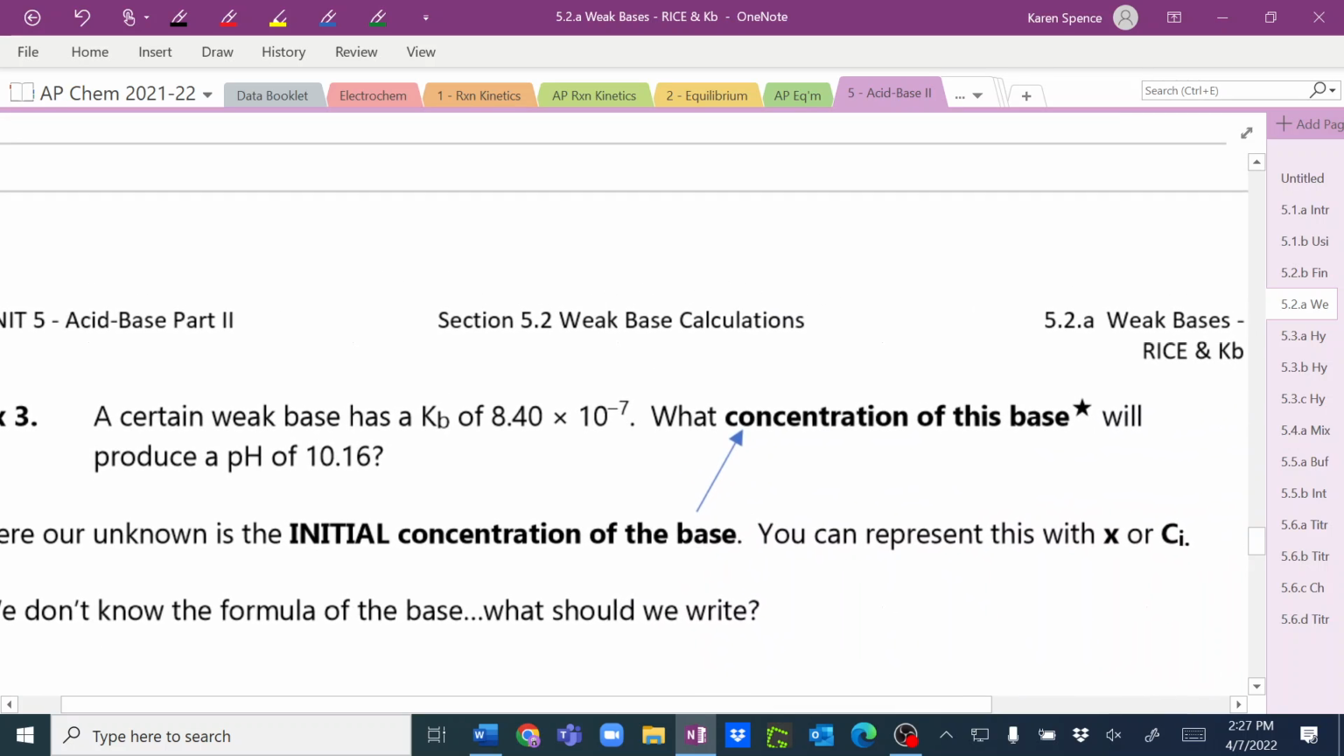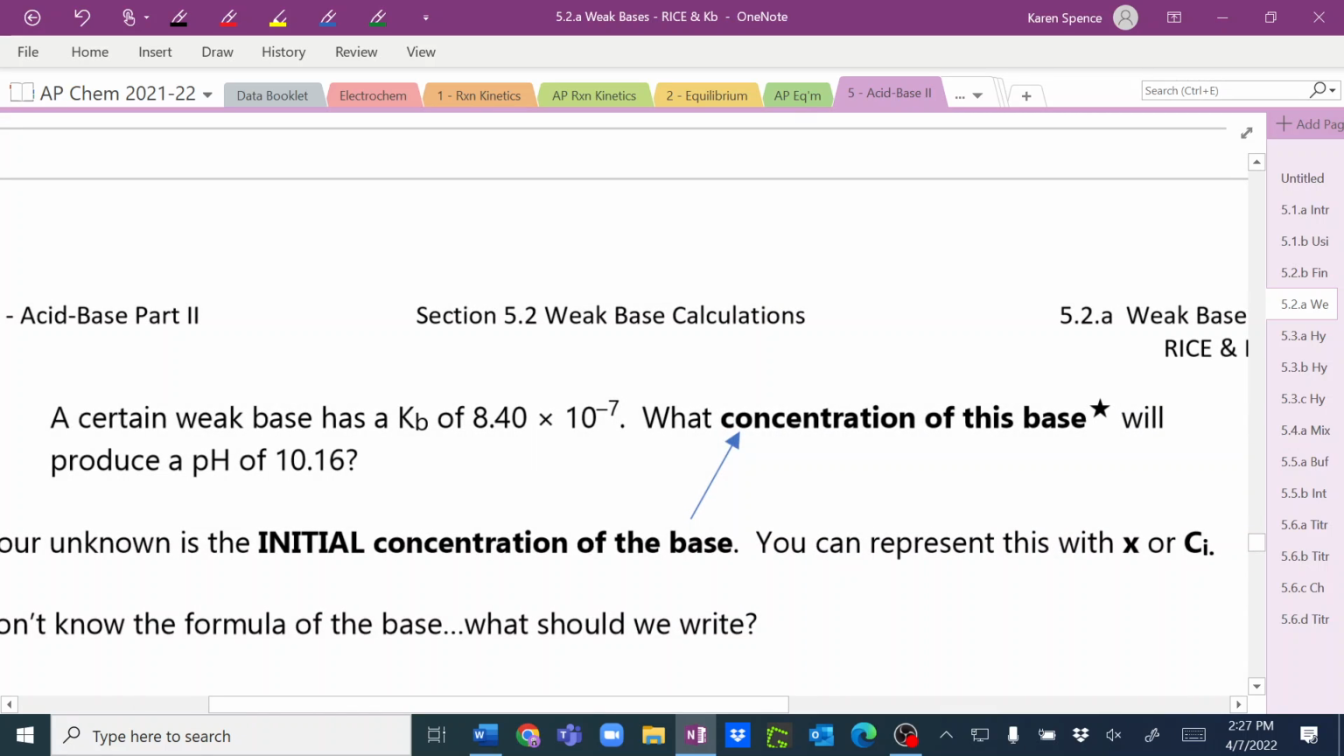A certain weak base has a Kb of 8.40 times 10 to the negative 7. What concentration of this base will produce a pH of 10.16? When they say what concentration of this base, that's always going to mean the initial concentration of the base that will give us that pH.